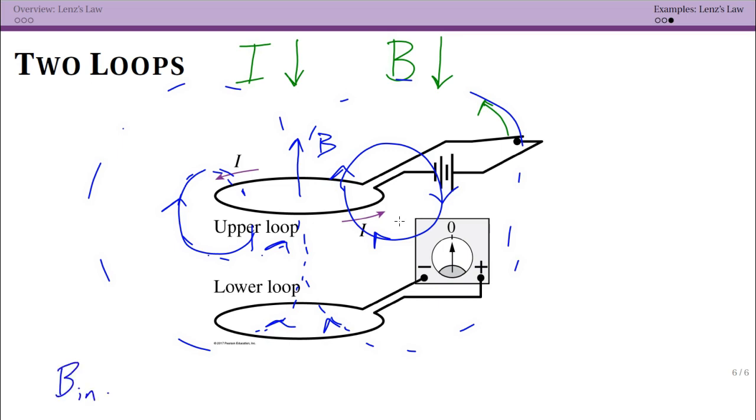So my induced magnetic field must also be in the up direction. And so if I color that red, sorry to switch colors, my induced magnetic field opposes the change. Since the change was a decrease, it's in the same direction as the original one. And then you say, okay, right-hand rule, what do I have to do to create that? Well, a current in this direction creates that induced field. So then we figure out what current we would get based on this switch opening.